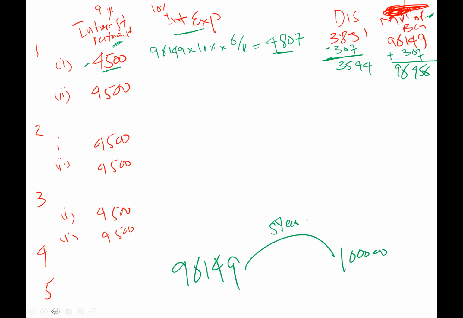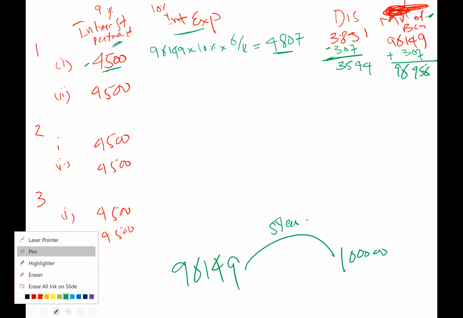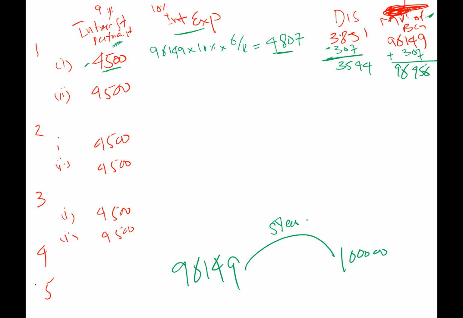Interest expense is based on the value or book value of the bond. So this is not 96149, this is 96,456 multiplied by 10% multiplied by 6 by 12. Now answer going to be 96,456 multiplied by 6 divided by 12 multiplied by 0.1. Answer is 4822.